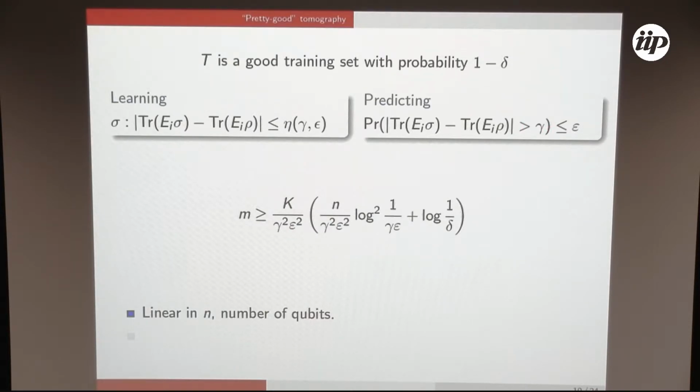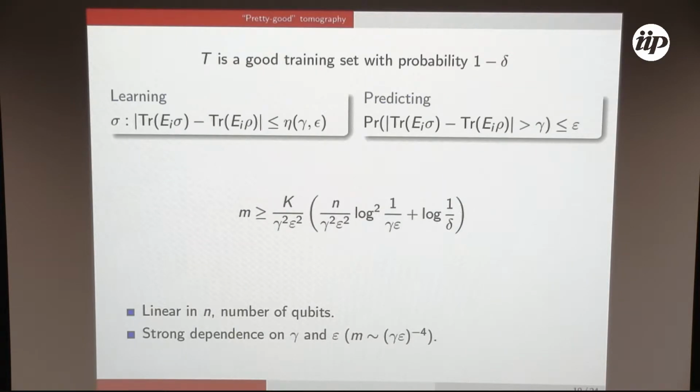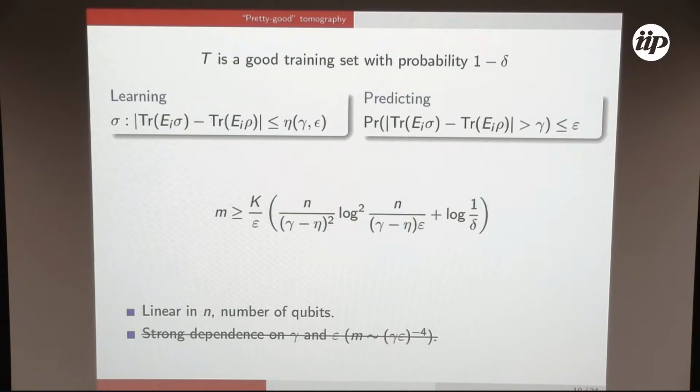Now, Aaronson proved that you can improve the dependency on gamma and epsilon at the price of increasing the dependency in n by this logarithmic factor here, which is not too bad.